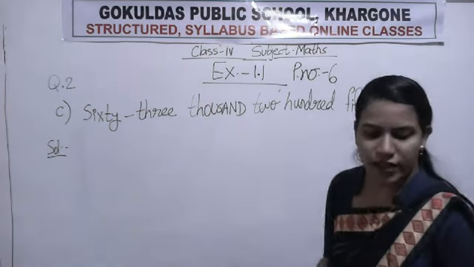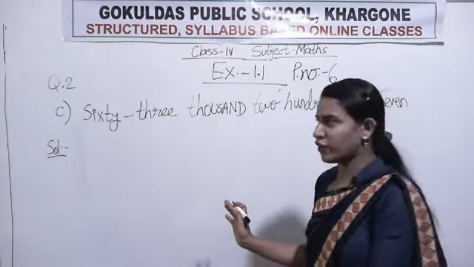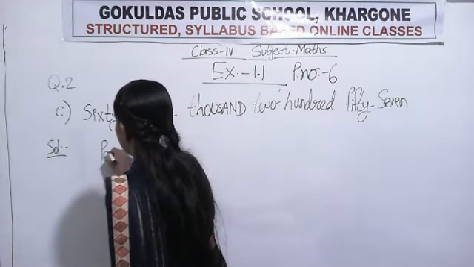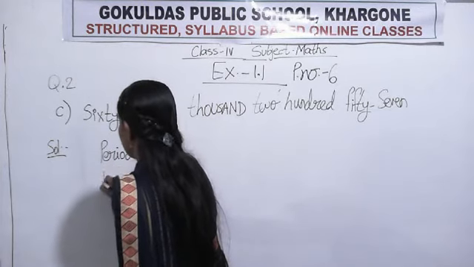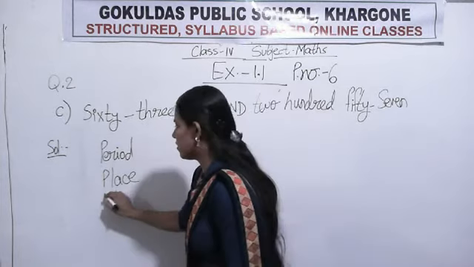63,257. Okay, so what is the first step? You will make a place value table. Okay, so make it first period, then places, then what comes? Period, places, then number will come.